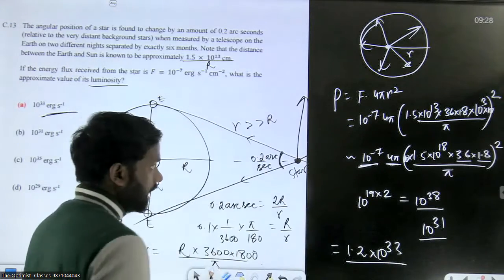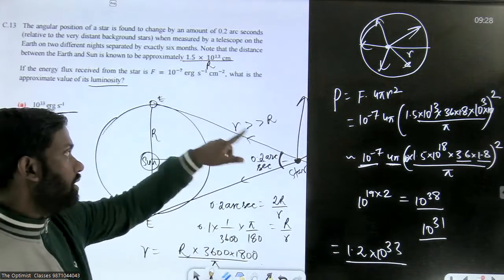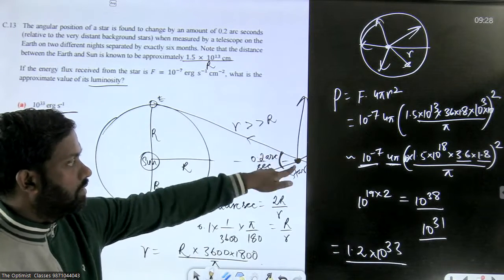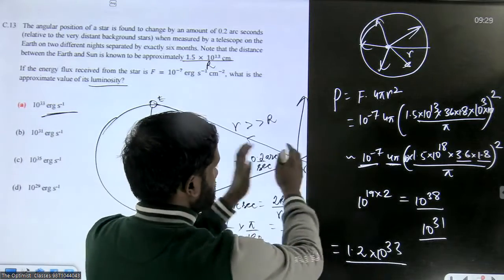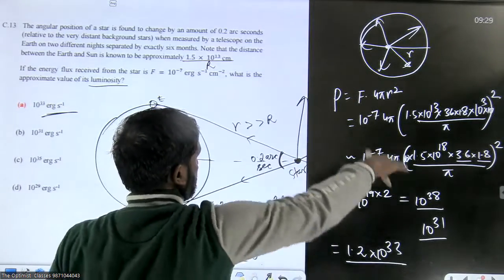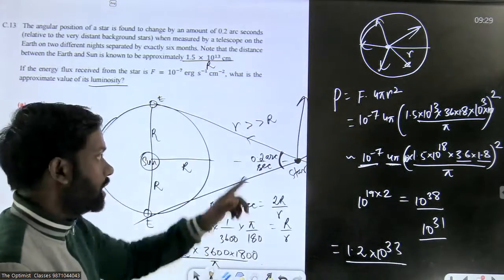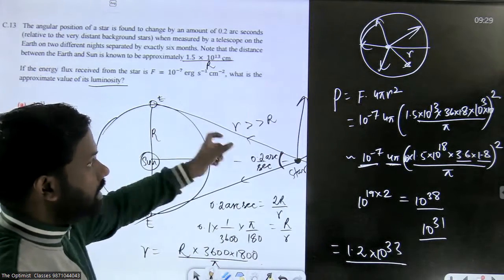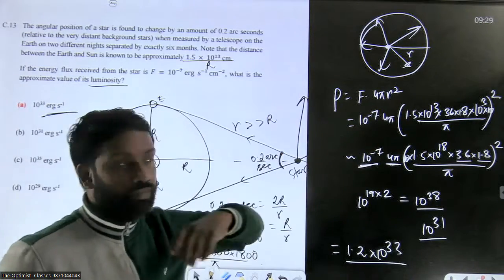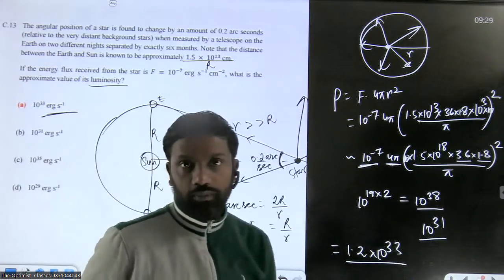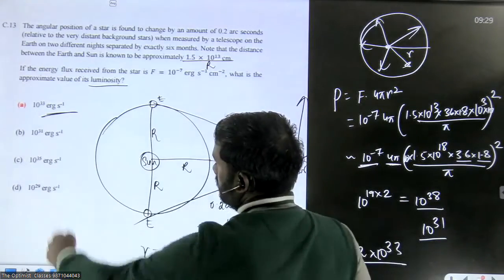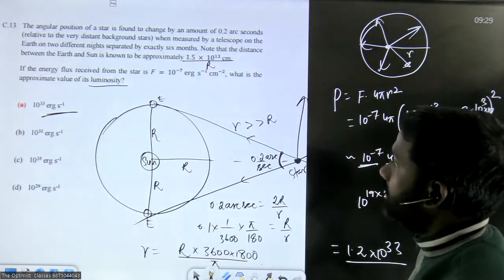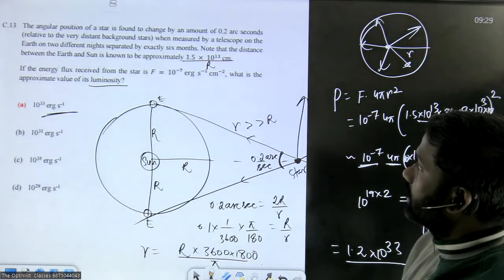Basically, the angle was given. So using this angle, we calculated the distance between the given star and the Earth. And when it is emitting a flux of energy, that is spreading into a wavefront of area 4πr². So with that area we have to multiply to get power, because this was energy per unit area per unit time. All right, so that's what we are getting.